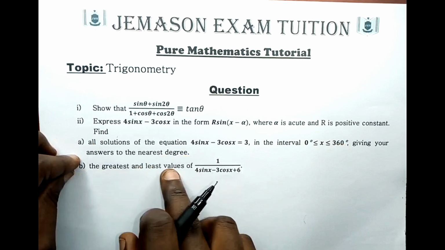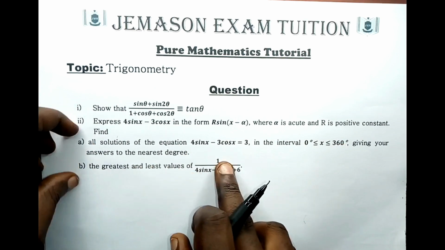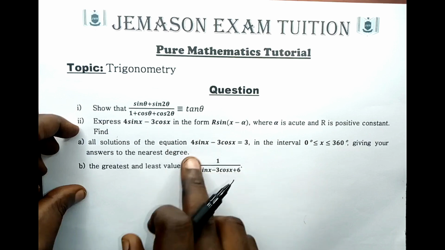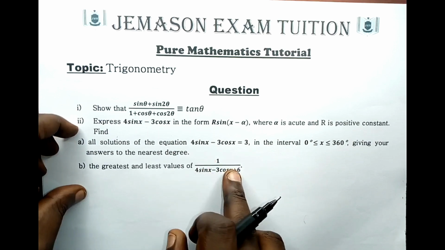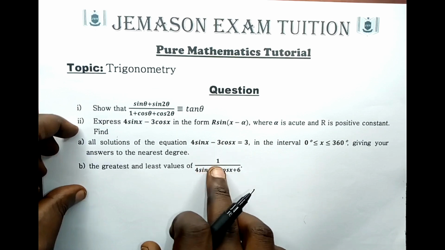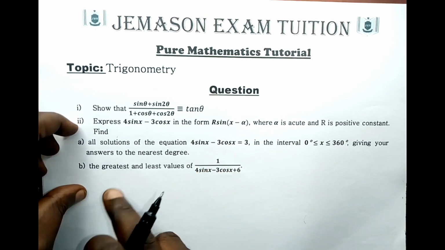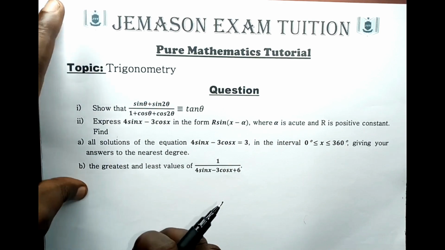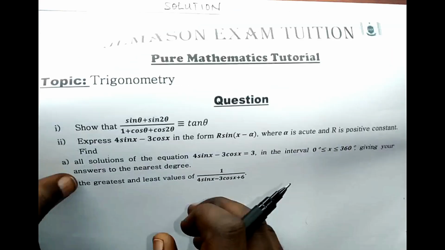B, find the greatest and least values of this. In particular, my interest is on this part here, how to arrive at the answers very fast, the shortcut. Also the proof, that might also be interesting and you learn something from it. Okay, we start straight away with Roman 1.